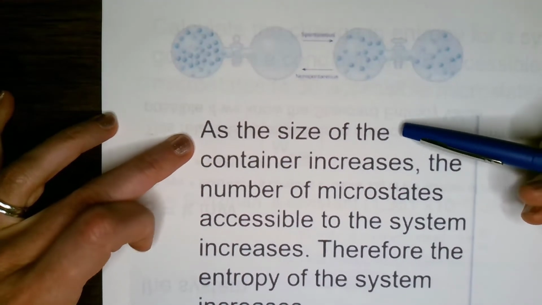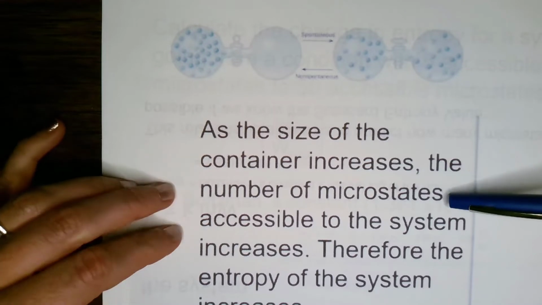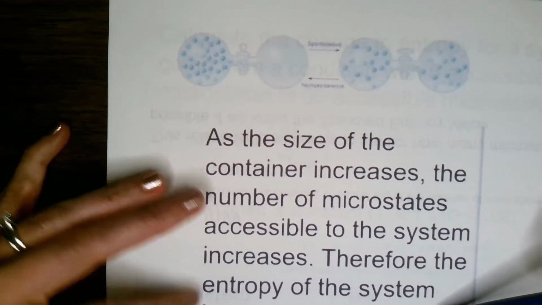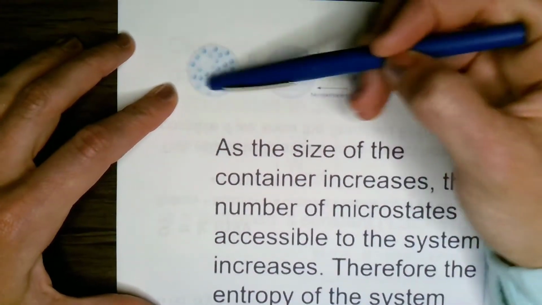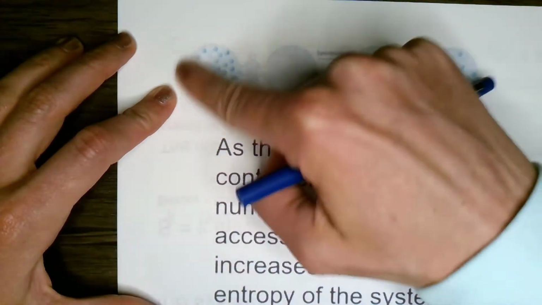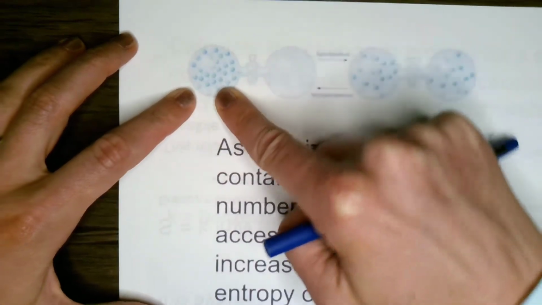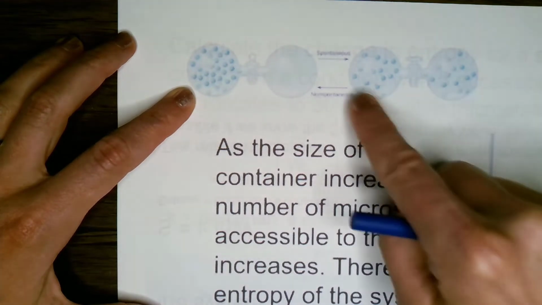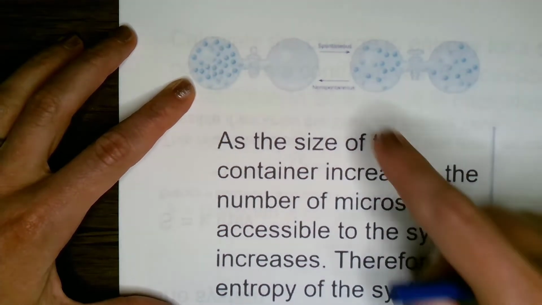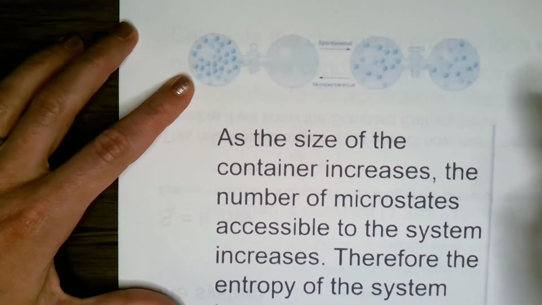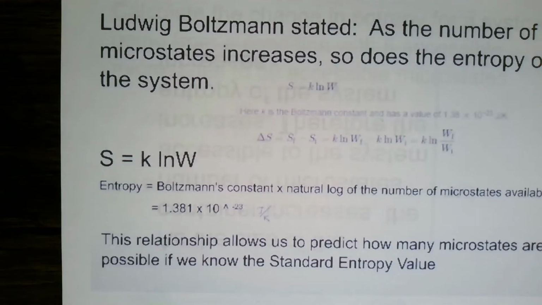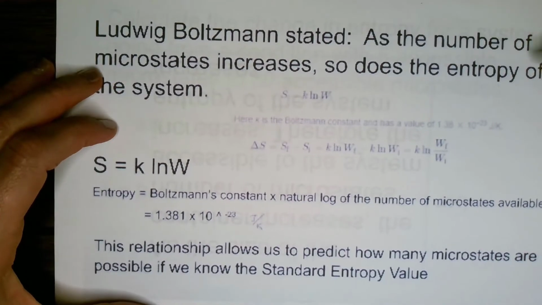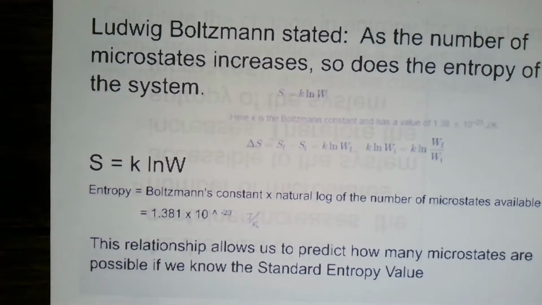Also, as the size of the container increases, the number of microstates accessible to the system increases. So the entropy of the system increases. If we think about the number of microstates available in this container versus if they have both accessible, this has increased the entropy of the system.